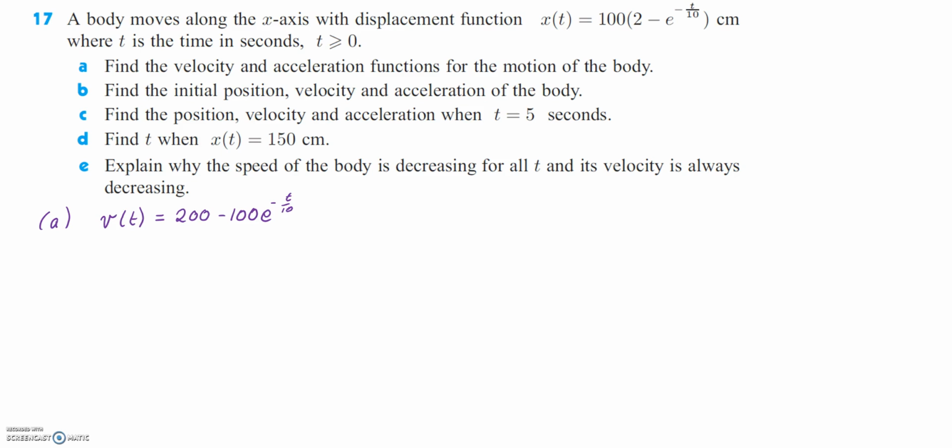Everybody's favorite, motion. Okay, here's my function. It's the displacement. And of course, we know time always has to be greater than or equal to 0. Find the velocity and acceleration function.